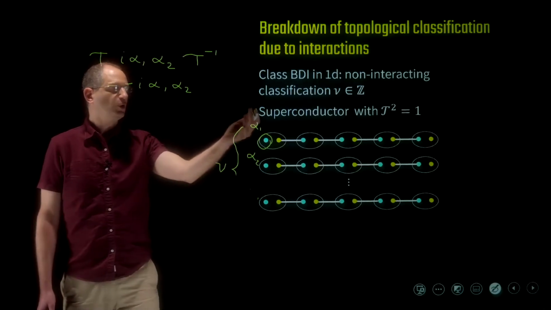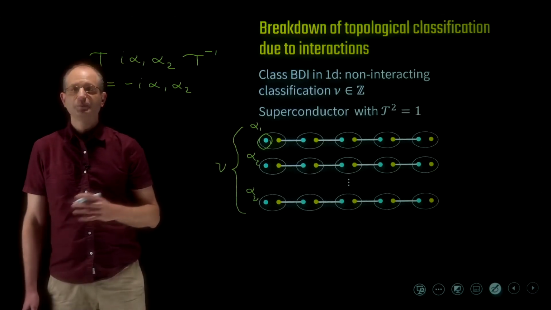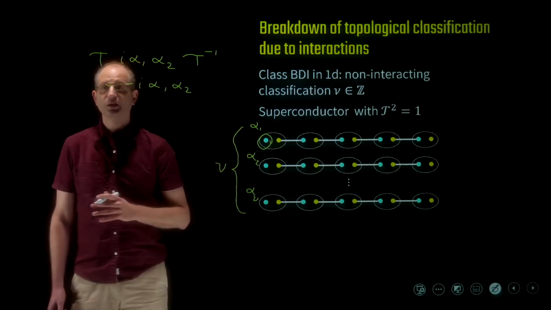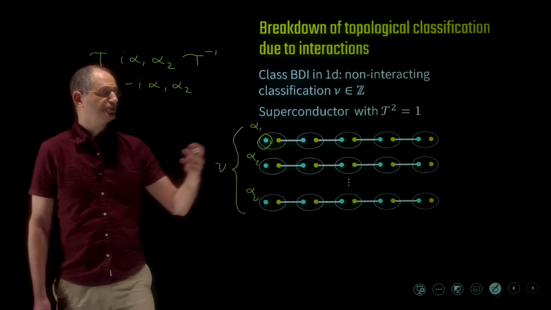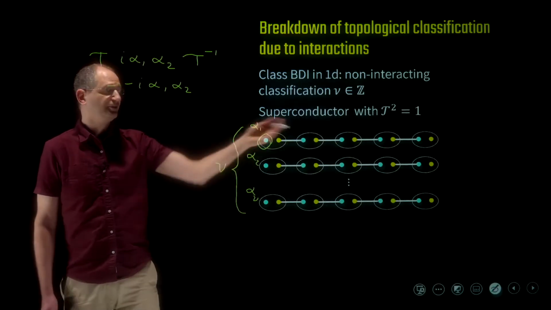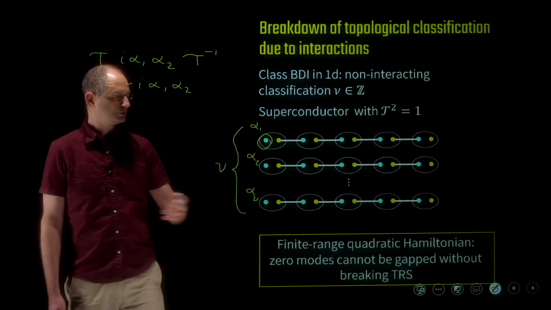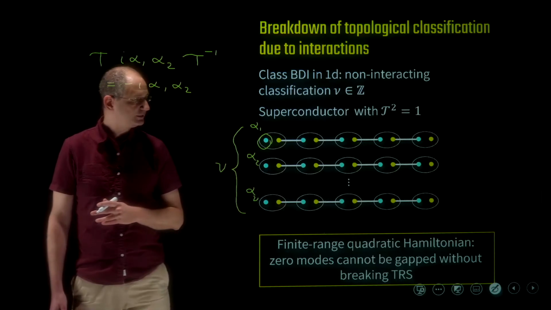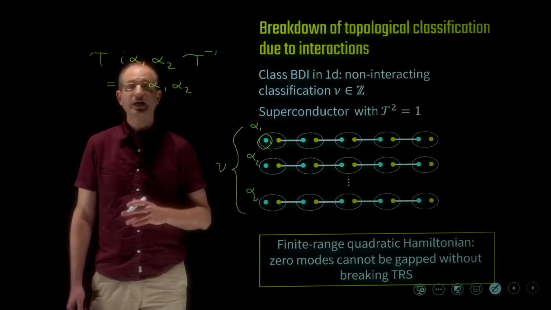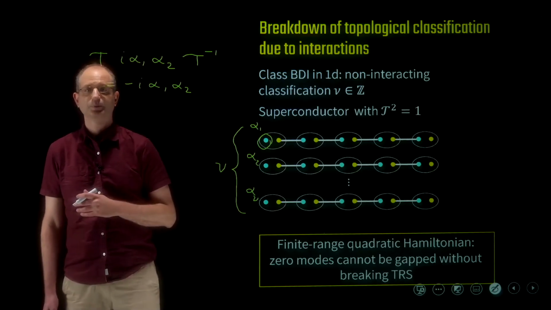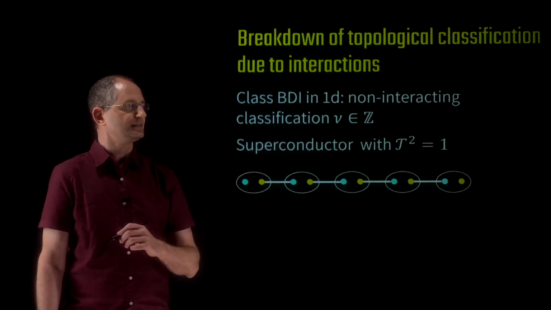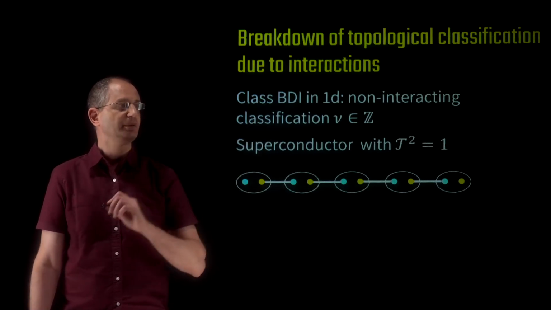So this indicates that all of our new zero modes are actually protected and cannot be lifted from zero energy by any local quadratic Hamiltonian. The only way to lift them from zero energy is to close the energy gap and let them couple with the beta zero modes that live on the other side of the system. To conclude, any finite range quadratic Hamiltonian would give us that the zero modes are protected as long as we maintain time reversal symmetry.